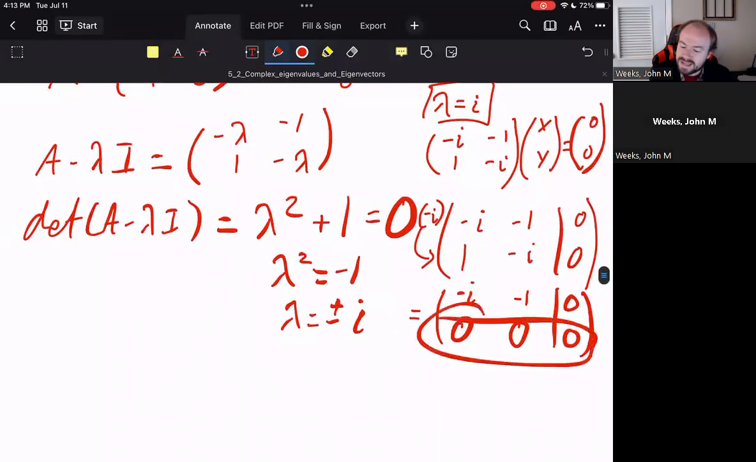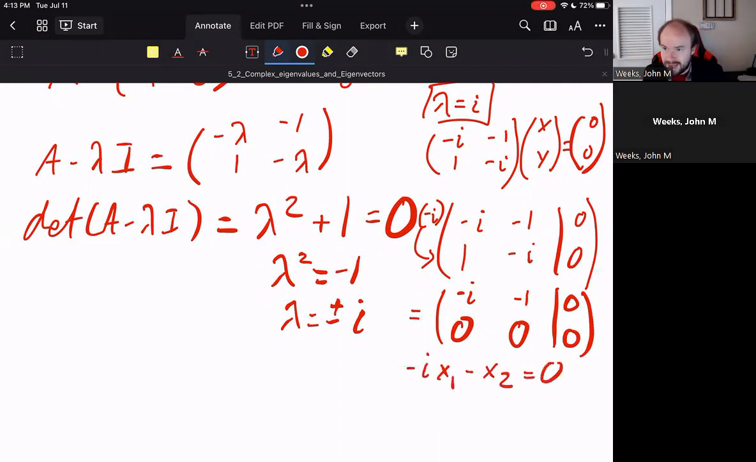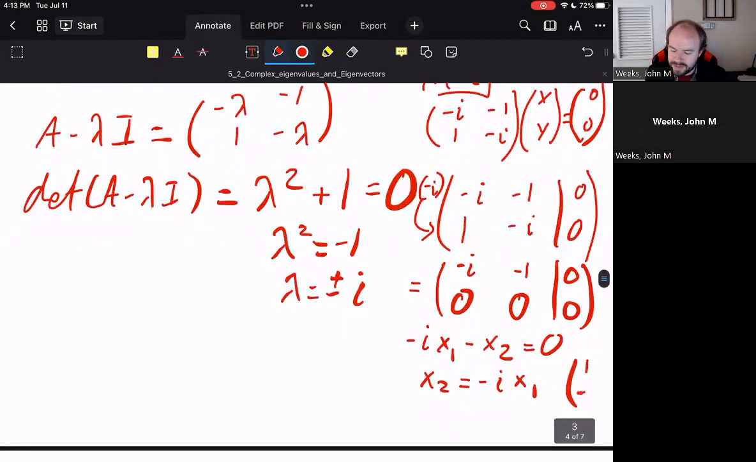Notice I have my 0 row. That's exactly what I would have expected. So I'm going to have negative i times x1 minus x2 equals 0 for my equation relating these two things together. In particular, I could solve for x2 here and get that x2 is equal to negative i times x1. So this is our way of writing how this sort of thing works. Namely, if I want to get an eigenvector for this, I could just plug in x1 equals 1 and get that the eigenvector is 1 and negative i. Notice that my eigenvectors also have complex numbers inside of them. 1, negative i is my eigenvector here associated to my eigenvalue of i.